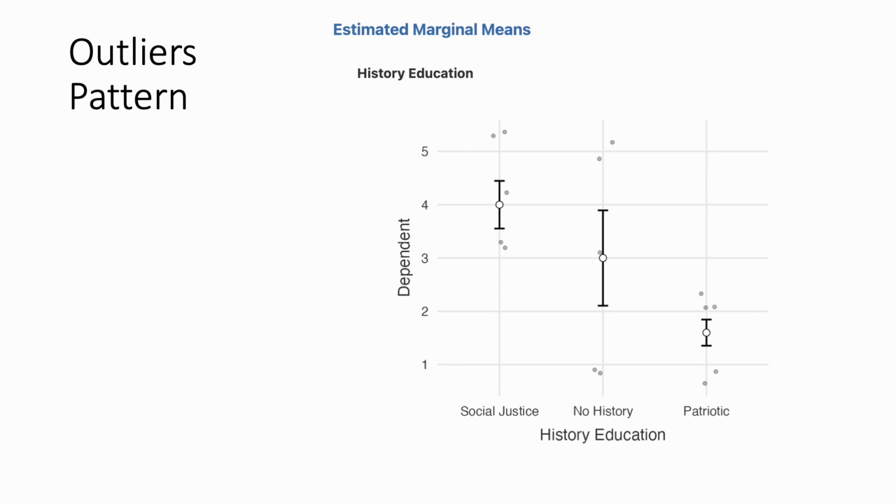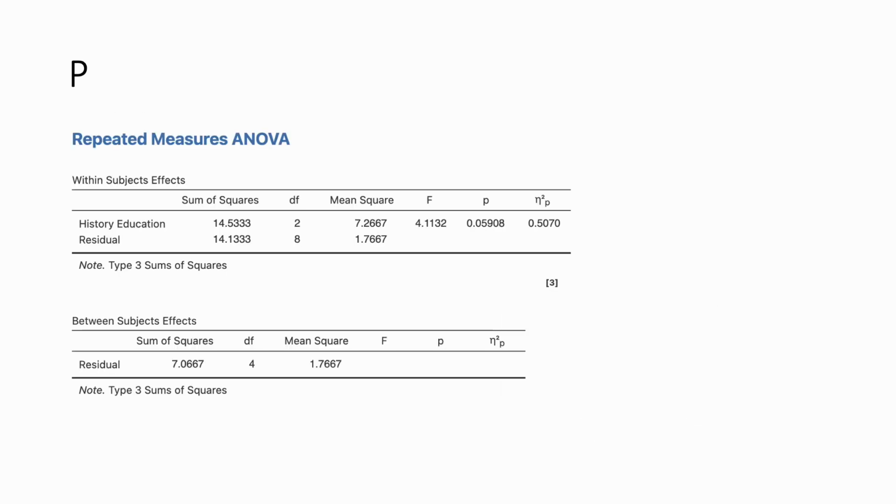The pattern's clear. Social justice history leads to more support for reparations than no history education, which leads to more support for reparations than a patriotic history teaching condition. P, OPP, our p-value is 0.05908, not significant, greater than 0.05. All right, that's so hard. Write it on your hand before the test, okay? Like, you don't have to, but definitely get used to that. P greater than 0.05, not 0.5, not 0.005. I know it's hard, but you'll get it. This is non-significant.